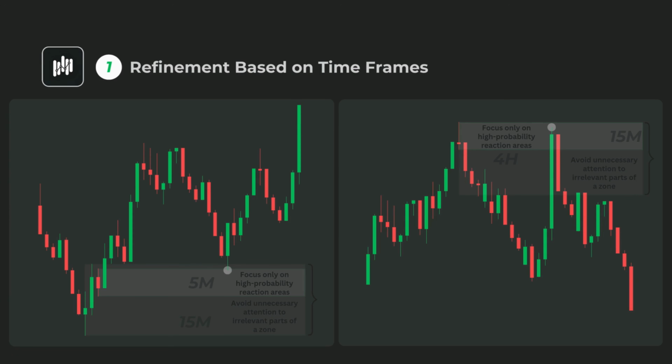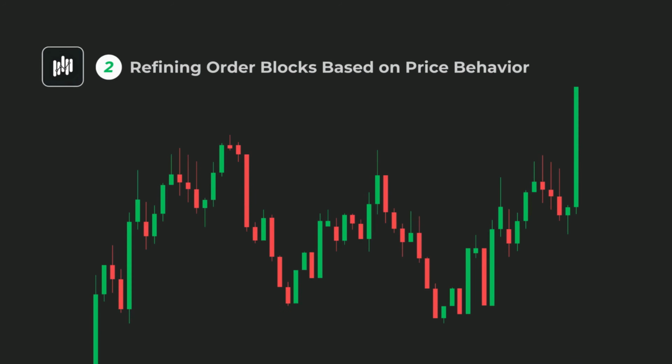In the next section, we'll explore how to refine order blocks within the same time frame, using price behavior to identify the exact areas that matter most for entries. Section 2. Refining order blocks based on price behavior. Part 1. The professional approach to identifying order blocks.